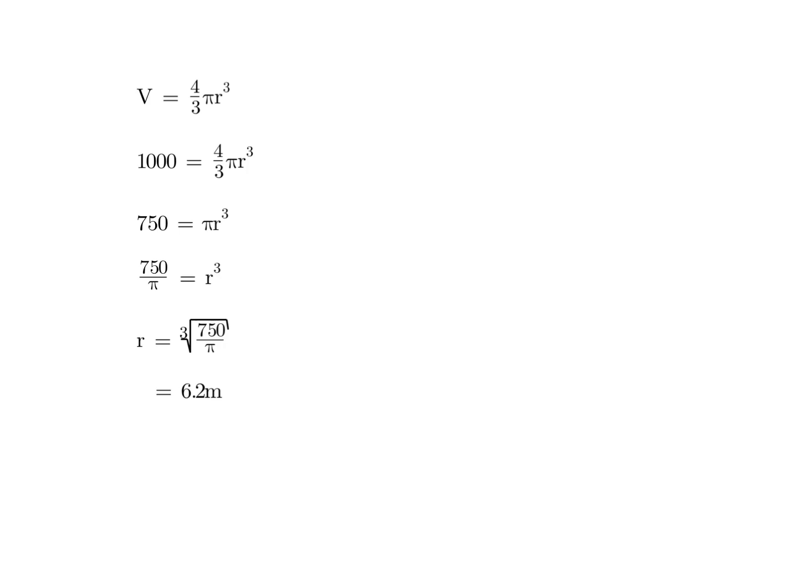We'll then divide by the pi. Now you can put this as a decimal if you want, or you can leave it as it is and put the cube root. So if r is cubed, then to undo that, you do the cube root of it, and we get 6.2 metres for our radius.